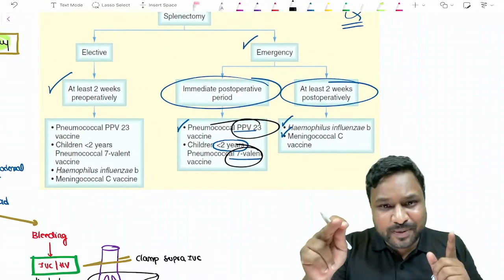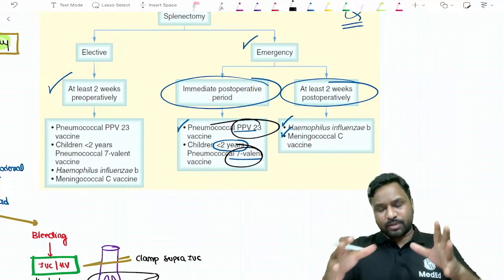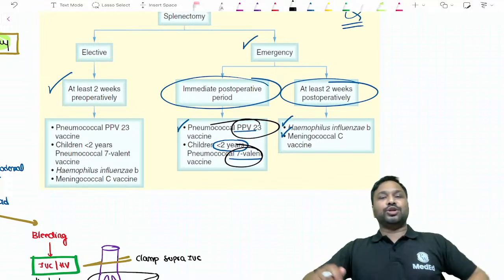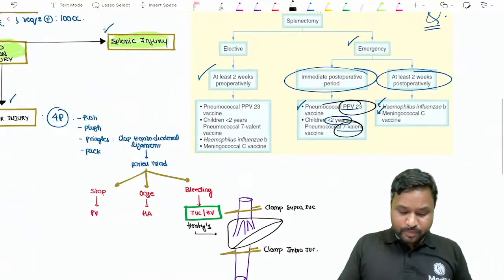And for the 2-week period, what are the two vaccines that you're going to give? One is H. influenzae B, another one is meningococcal C. Again, a very, very important topic to remember.